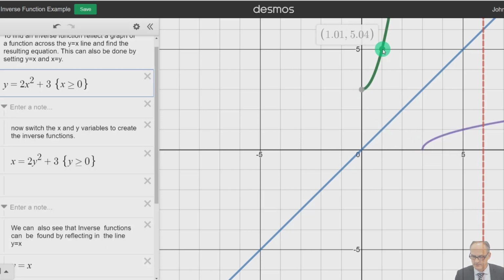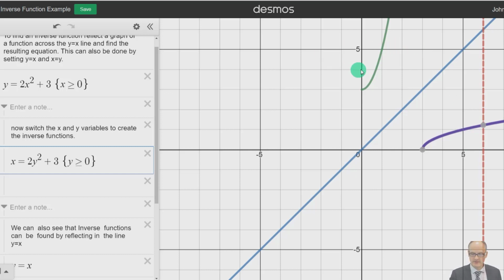And over here, so let's see if I can get it. Not so easy to get. There we go. The point 1, 5 will flip across to the point 5, 1 just here. So therefore the coordinates also flip round because the y and x's flip round. And that's how we can draw our function.